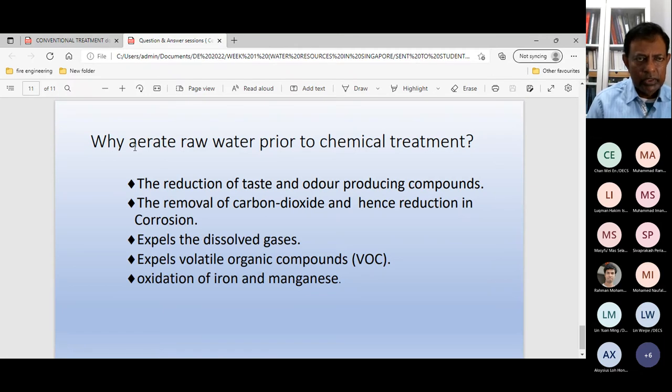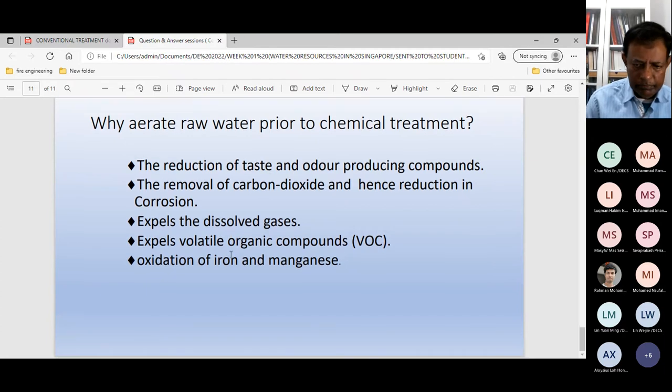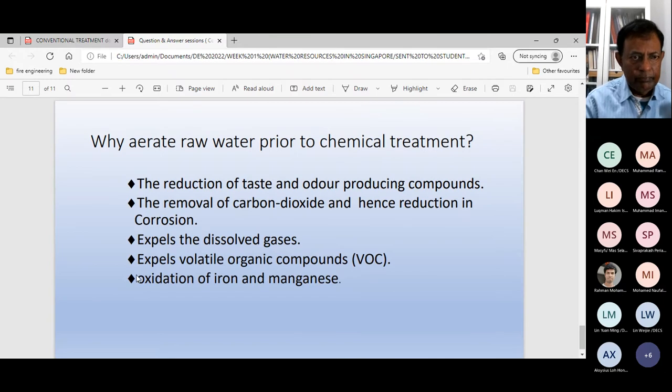Once you aerate, the dissolved contents, such as volatile organic compounds, can be expelled from the water body. There is also oxidation of iron and manganese, because aeration is a process where you bring oxygen into contact with water, and the oxidation can oxidize iron and manganese, which are normally present in raw water. So these are my answers.